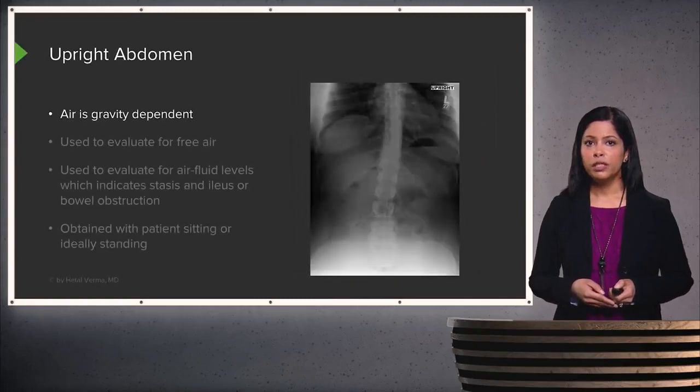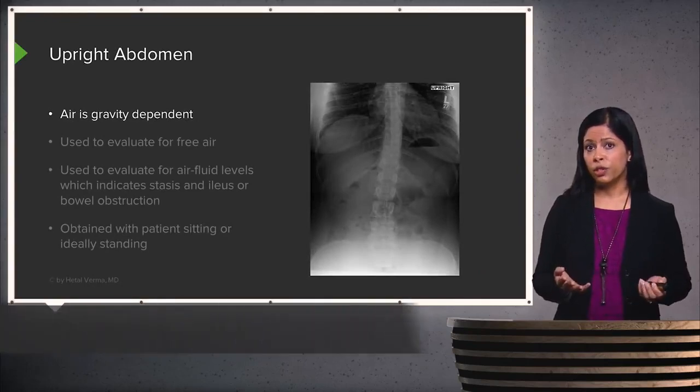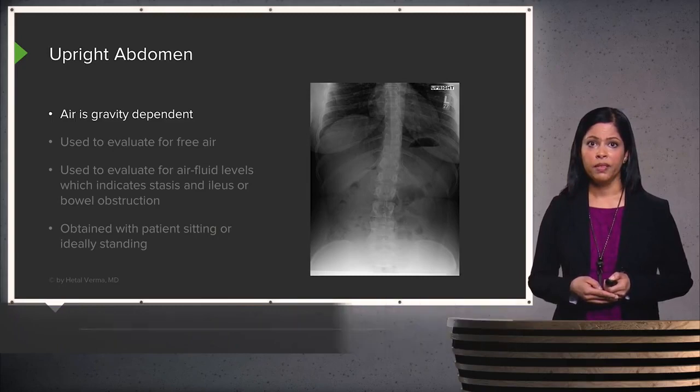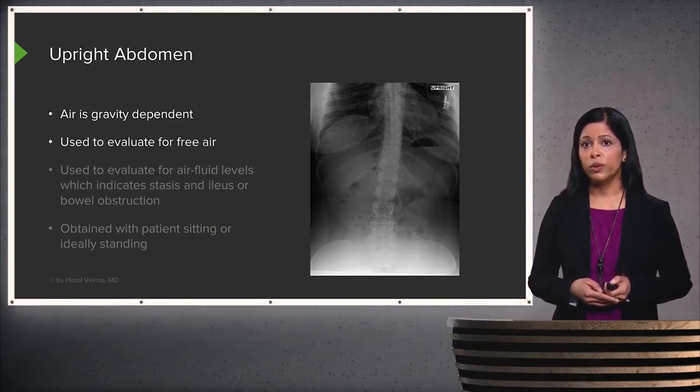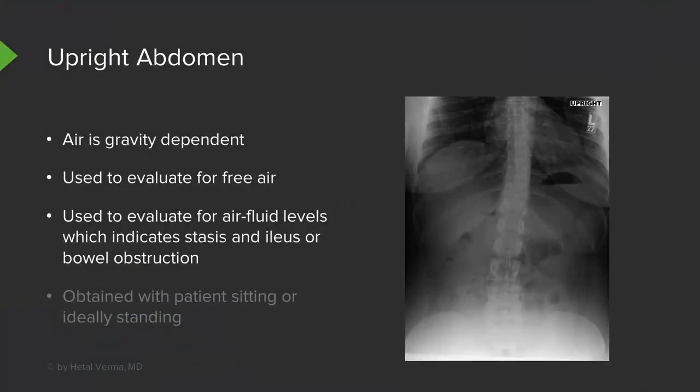So abdominal films can be performed in 3 different projections, and each one has different uses. So typically it's performed as an upright film. Air is gravity dependent, so it's very useful to evaluate for free air. So the air will rise up to the top and can often be seen just underneath the diaphragm. It's also used to evaluate for air fluid levels, which can indicate stasis and ileus, or bowel obstruction.